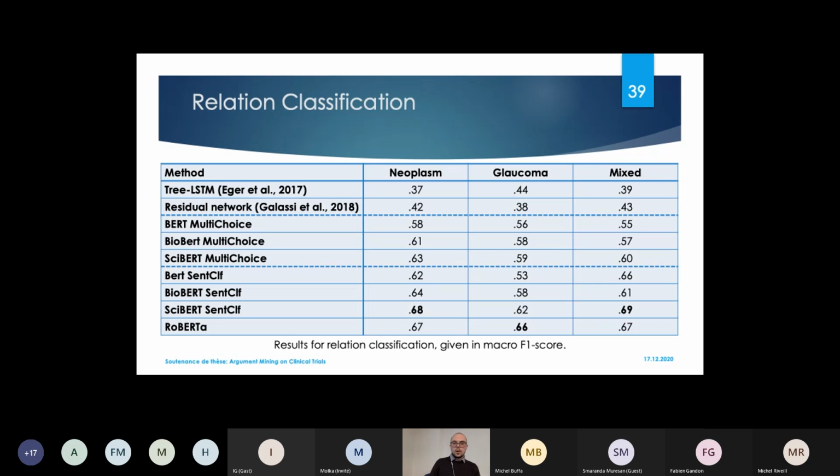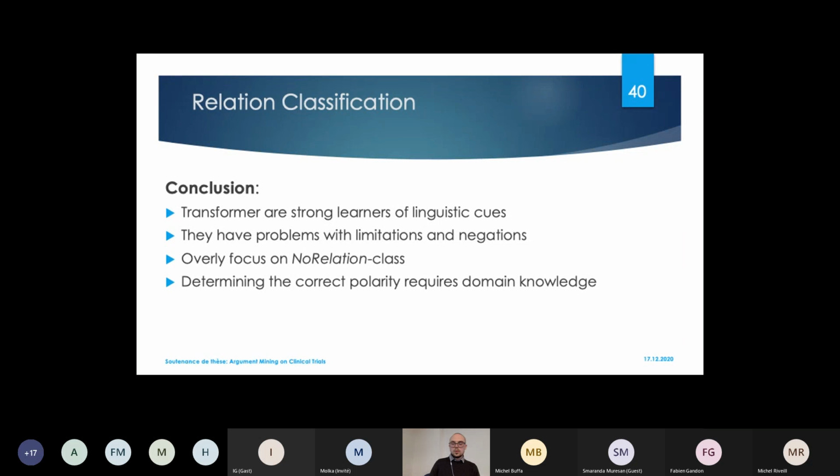And if we look at the domain-specific BERTs, so BioBERT and SciBERT compared to general BERT, we can see here there is an increase. This means this task requires more domain knowledge than, for example, the argument component detection. And in general, the model could not learn a meaningful representation for the attack class, so less than 50% of the attack relations were classified correctly. And to conclude the relation classification, transformers are strong learners of linguistic cues, which outperform the current baselines. However, they still struggle with negations in the sentence, or if there are limitations stated in the components.